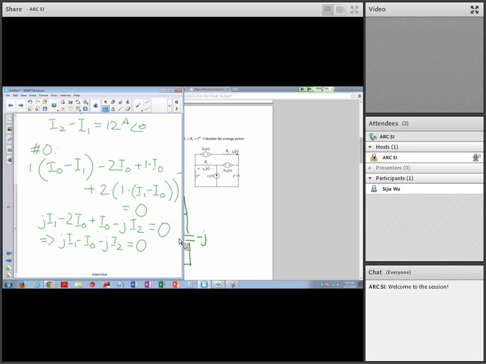So something to be careful about for V0. There's two currents. If you take this as clockwise, I1 minus I0 is the current going through. Nothing tricky here.